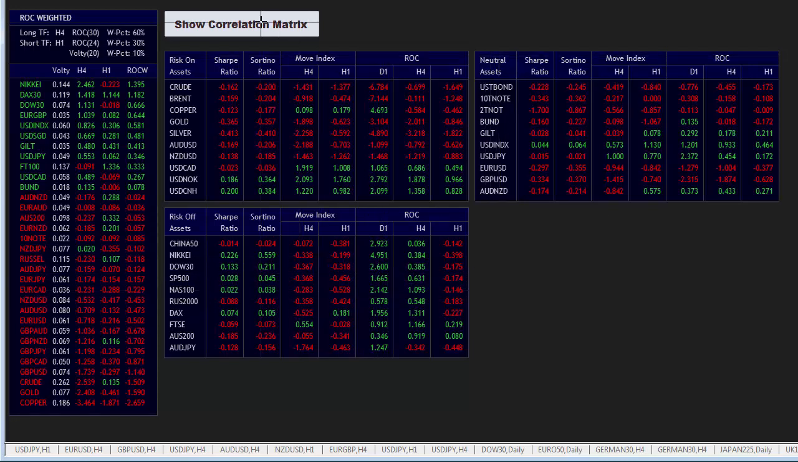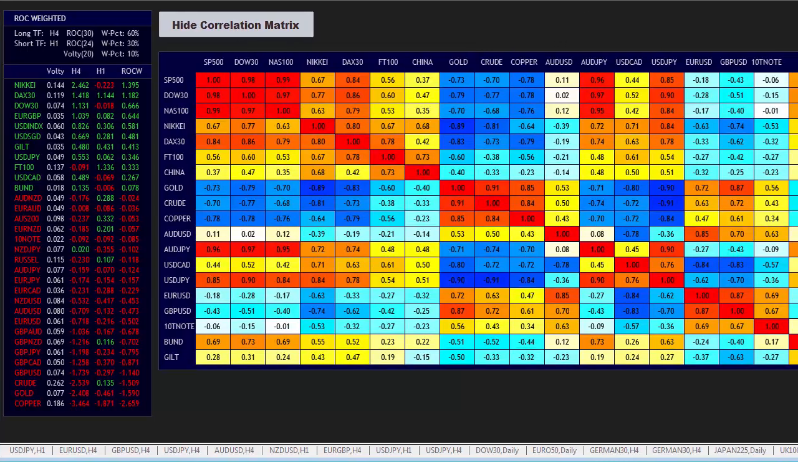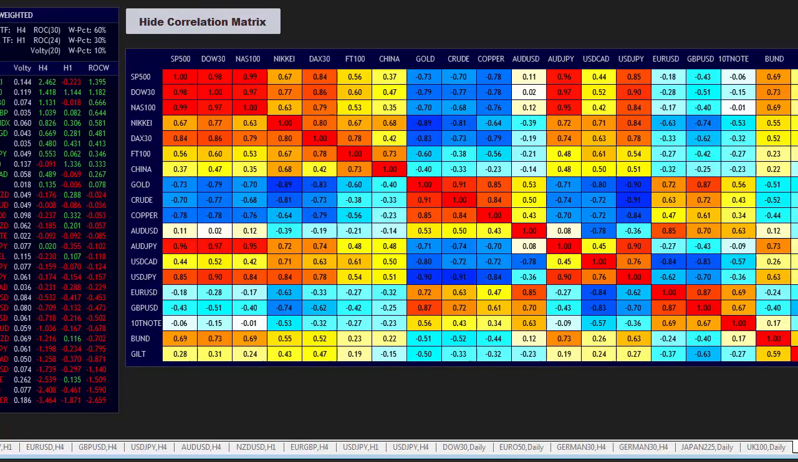Let's review the correlations. So I'm clicking this over here. That's all done in a MetaTrader 4 environment. I'm clicking Show Correlation Matrix. Let me click this again. Wait a few seconds. Let me move this so you can see the whole table. So bear with me for a second, please.